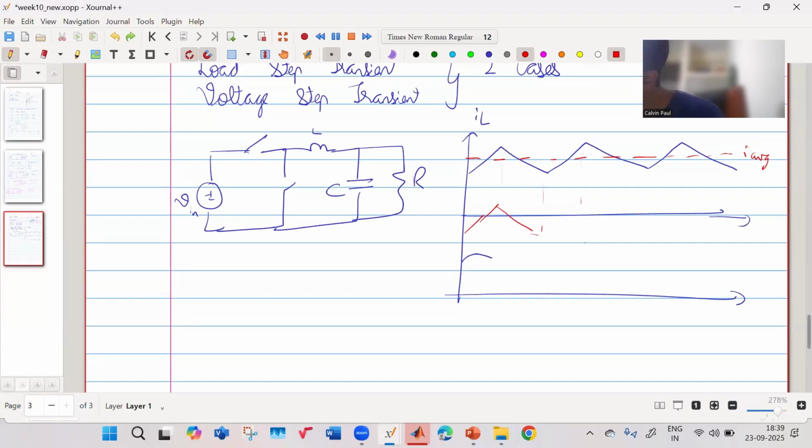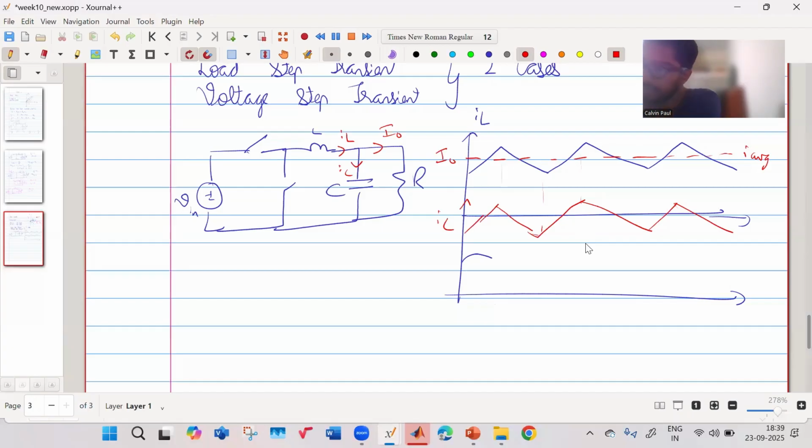It will be like this, like this, like this. So this is your I output. This is your average I output. This is your IL. This is your IC.